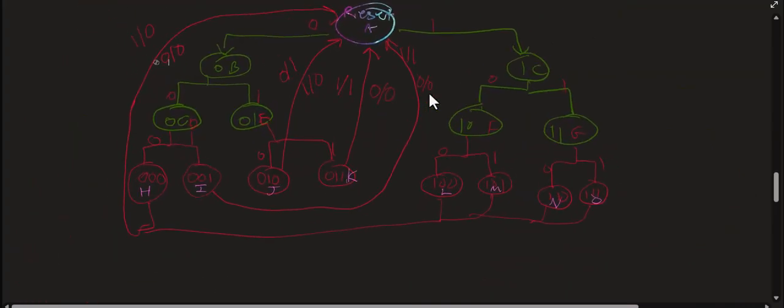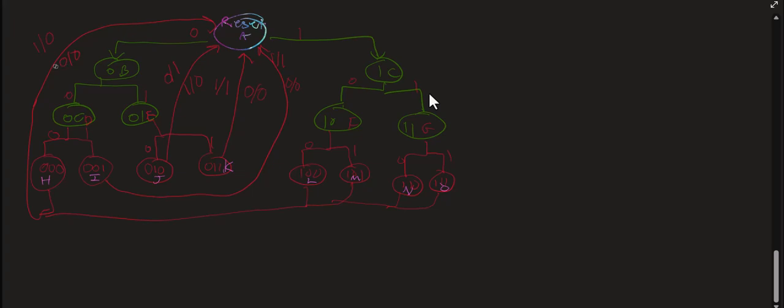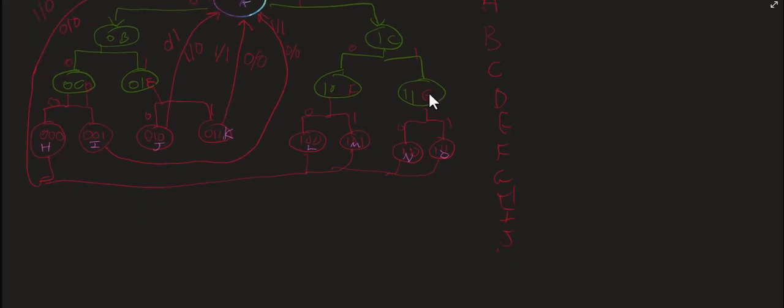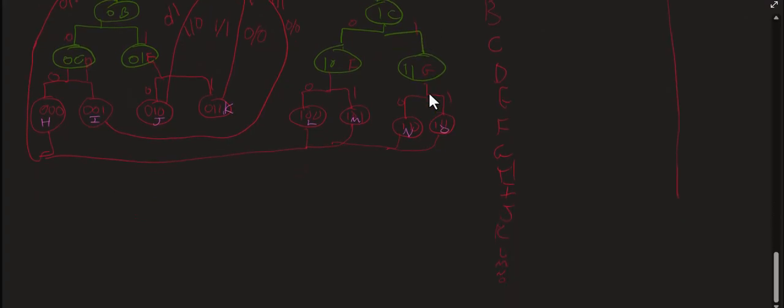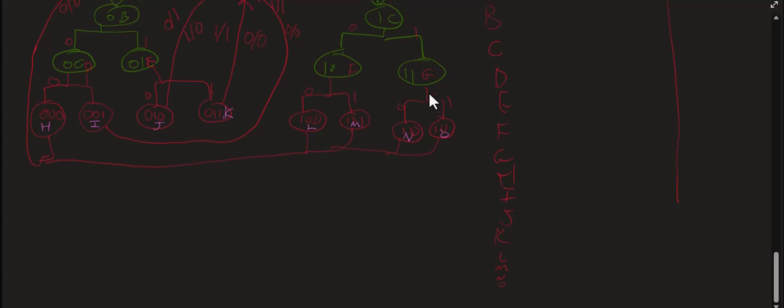So keeping this in mind, your state table would have letters A, B, C, D, E, F, G, H, I, J, K, L, M, N, O. And you'd have U equals 0, U equals 1 for your next state, and U equals 0 and U equals 1 for your output. Seems like this is going to be hard, but it's really not.